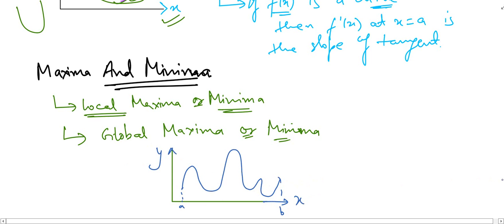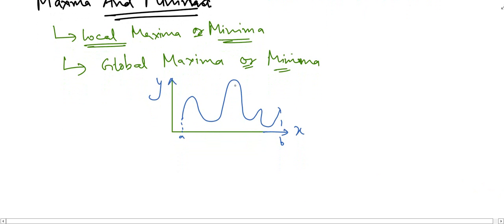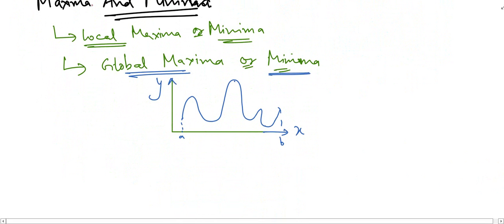So if we are asked to find the global maxima and minima, which means at which point the value of this graph is highest, that point will be known as global maxima. And at what point the value of the function is minimum, that point would be known as global minima, right? So this was the concept part. Let's dive into the mathematical part. What's the mathematics for this?